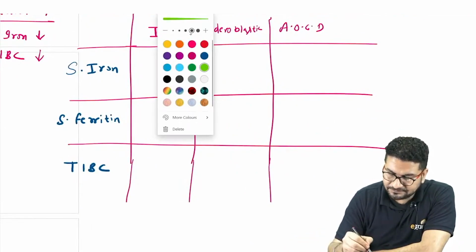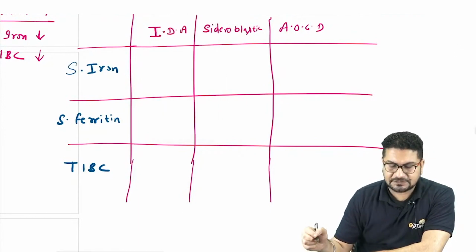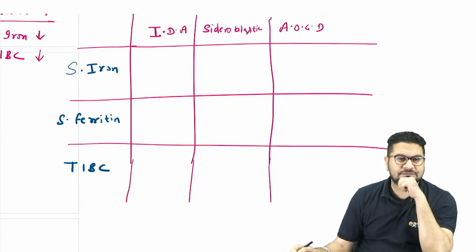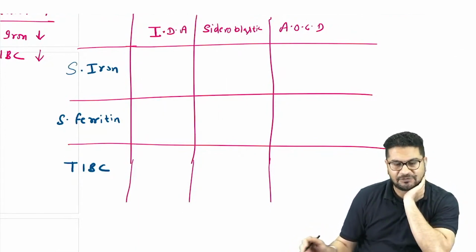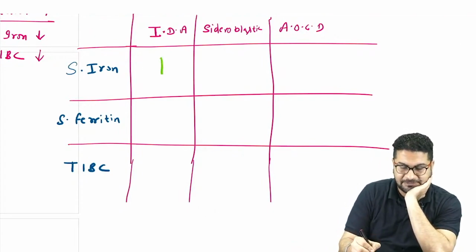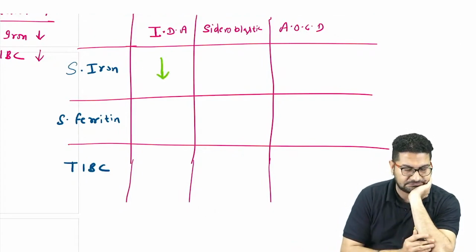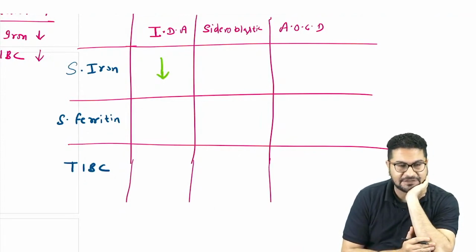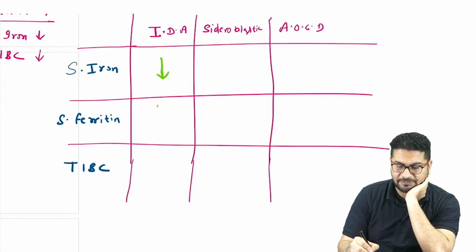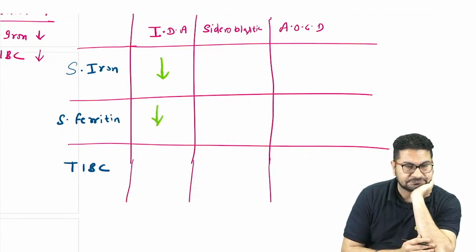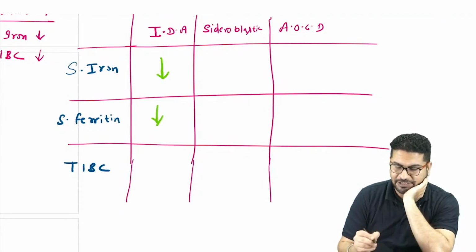Very, very important. If I say iron deficiency anemia, tell me what about serum iron? Serum iron is decreased. Simple. I told you it is the earliest to decrease. Store form is also decreased. And what I told you, ferritin is inversely proportional to TIBC. So TIBC will increase.